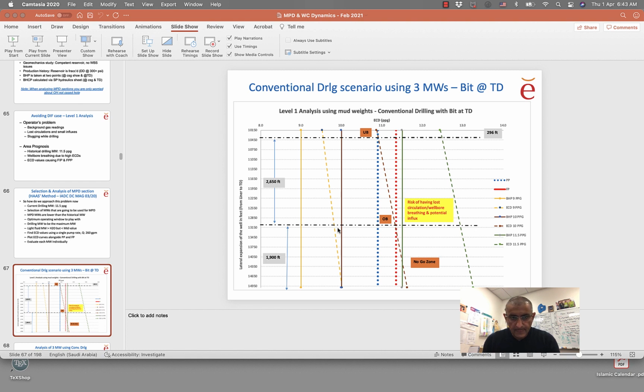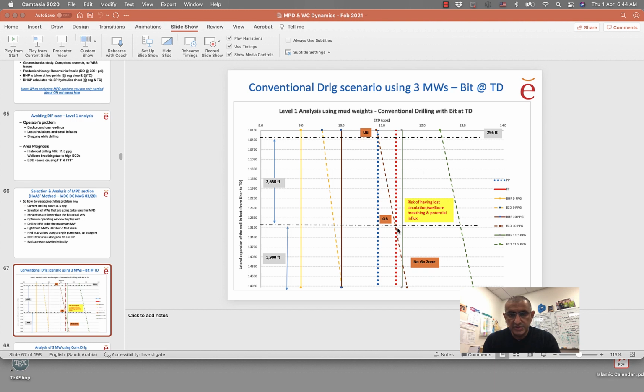Now also, about 296 feet after the casing shoe, when the bit is at TD, on 10 ppg for instance, that will give you an underbalance situation. This section here, 2,650 feet, if you just look at the 10 ppg mud weight here, you will be okay without having any problem, for example crossing over the fracture gradient.